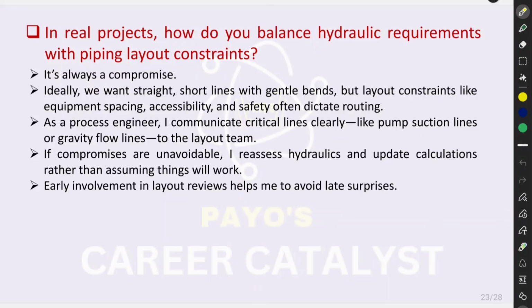It's always a compromise. Ideally, we want straight, short lines with gentle bends, but layout constraints like equipment spacing, accessibility, and safety often dictate routing. As a process engineer, I communicate critical lines clearly, like pump suction lines or gravity flow lines, to the layout team. If compromises are unavoidable, I reassess hydraulics and update calculations rather than assuming things will work. Early involvement in layout reviews helps me to avoid late surprises.